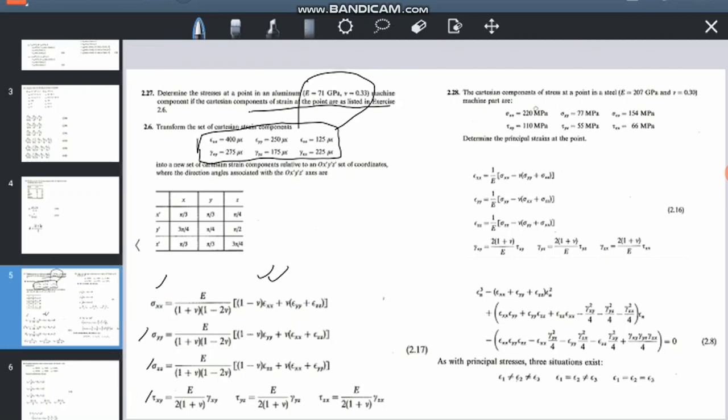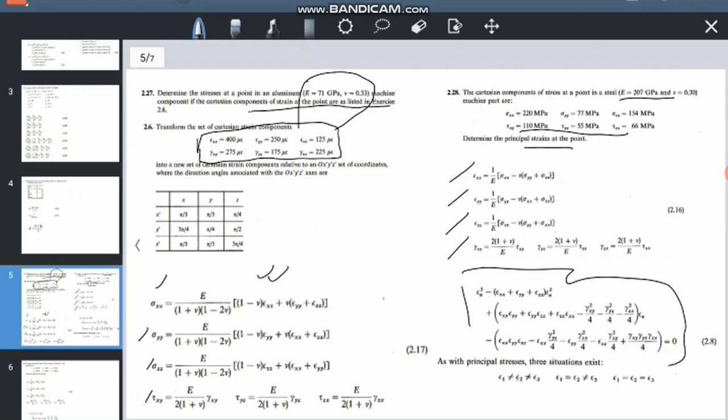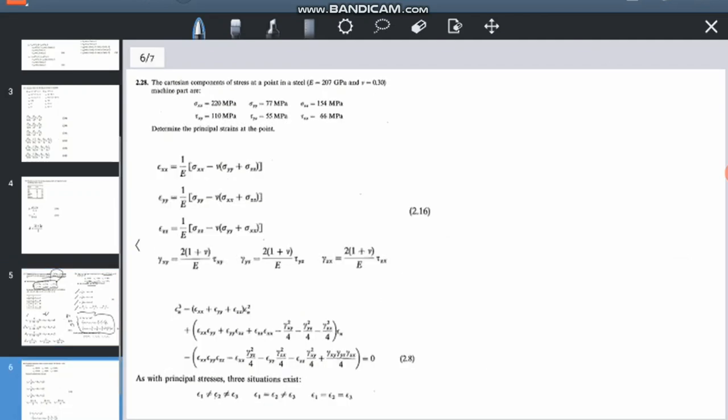Okay. And now in 2.28 the Cartesian components of stresses at a point in steel are given as this, and you have to find out the principal strains. So in order to find out the principal strains we have to find out the strains first. So first we will find out the strains with this formula, plug in the values, and we are going to plug in here, and we will have E1, E2 and E3. Now moving on, it says the Cartesian component stress of a point of steel of the machine part. I guess this is the previous question, so I have already addressed it.